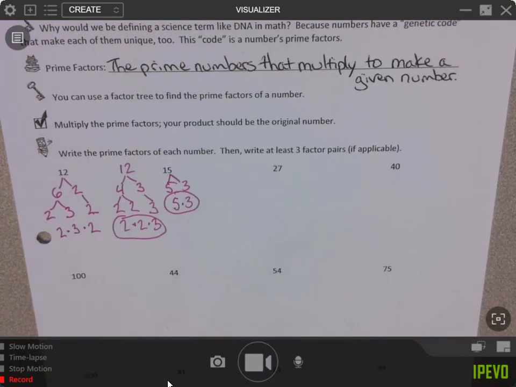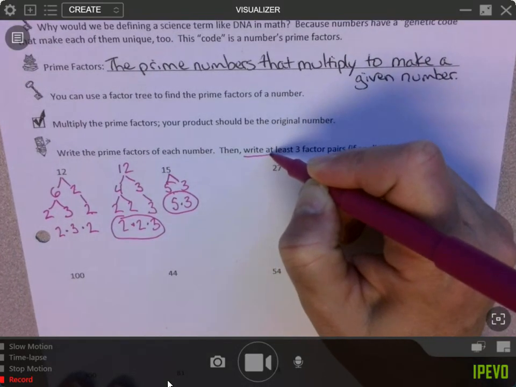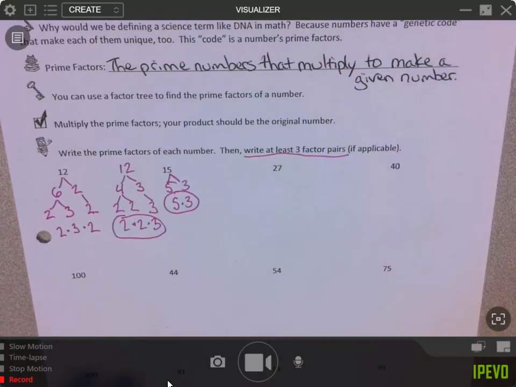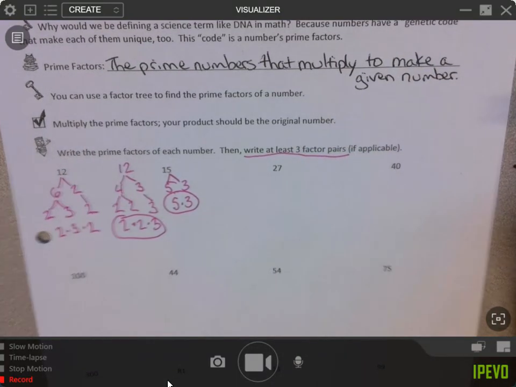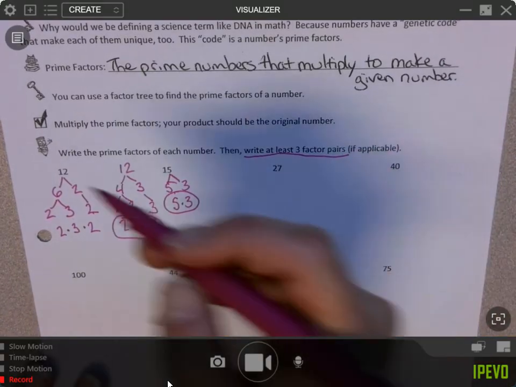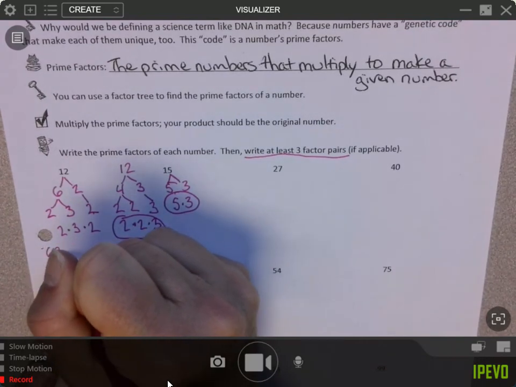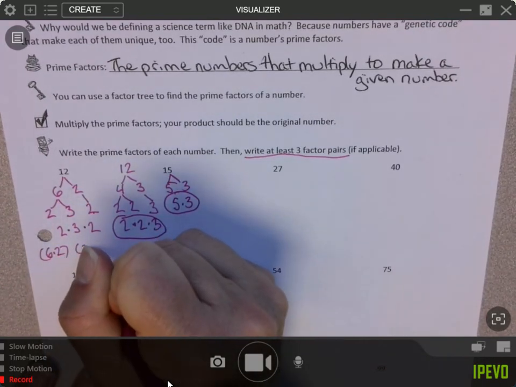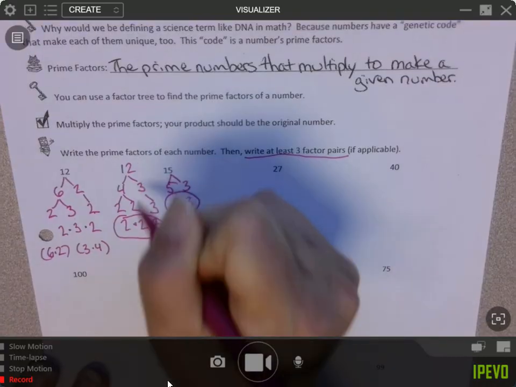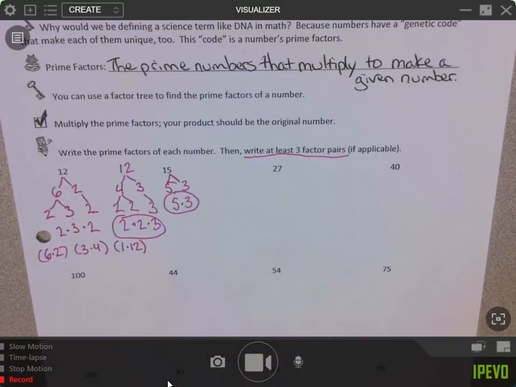Let's look at our next one. Oh, wait. I did not read all the directions. I'm off my game today. Technology is confusing me. It says, then write at least 3 factor pairs if applicable. So here we had 6 times 2, 3 times 4, and we could do 1 times 12.